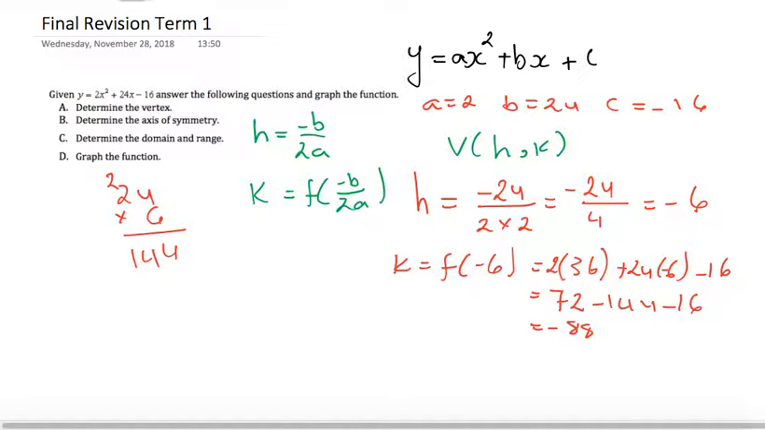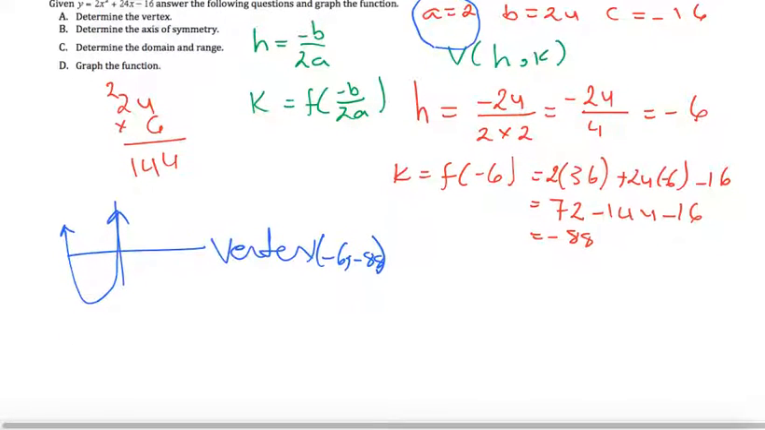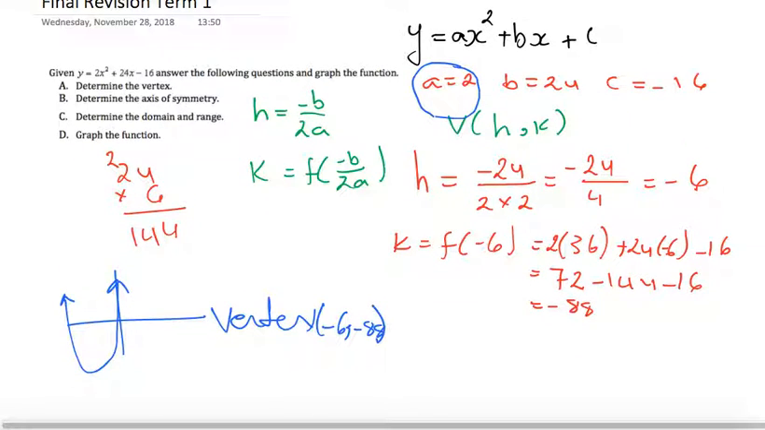Okay, so that means, to sum it up, I know now the vertex of this function is going to be negative 6 and negative 88, right? And as you can see, this function has an a of positive 2, so I know it's positive, so that means this graph is looking upward, so it should look something like this. And the vertex is negative 6 and negative 88, so if I graph it at the end, it has to look something like this, right? Okay, so let's move forward with the question. So we got the vertex, that was question A.